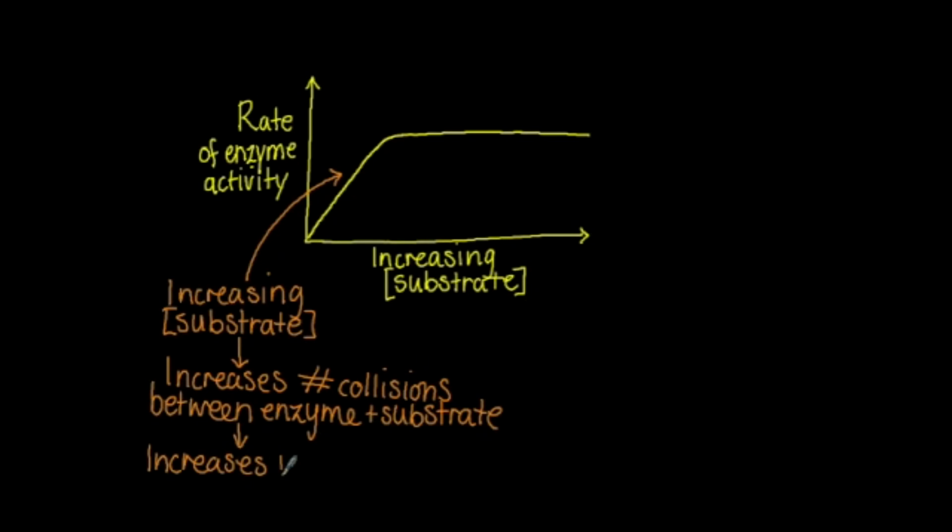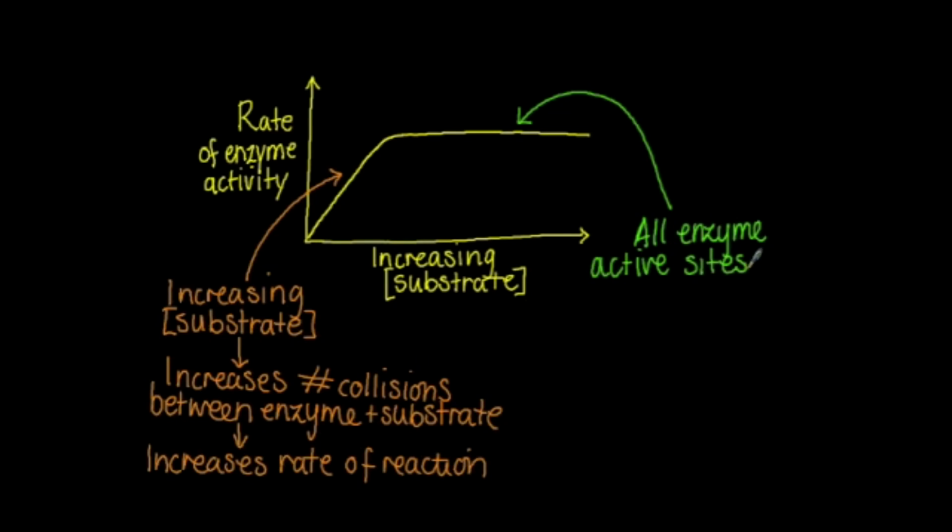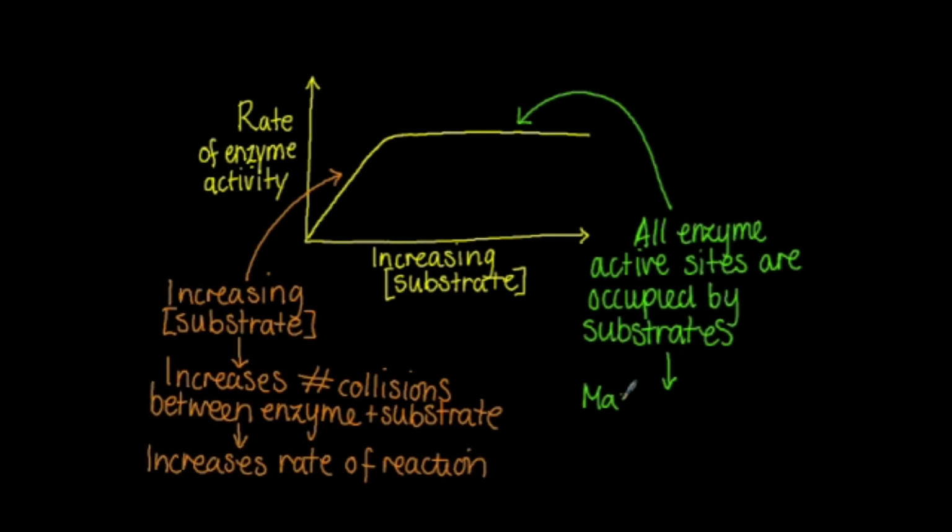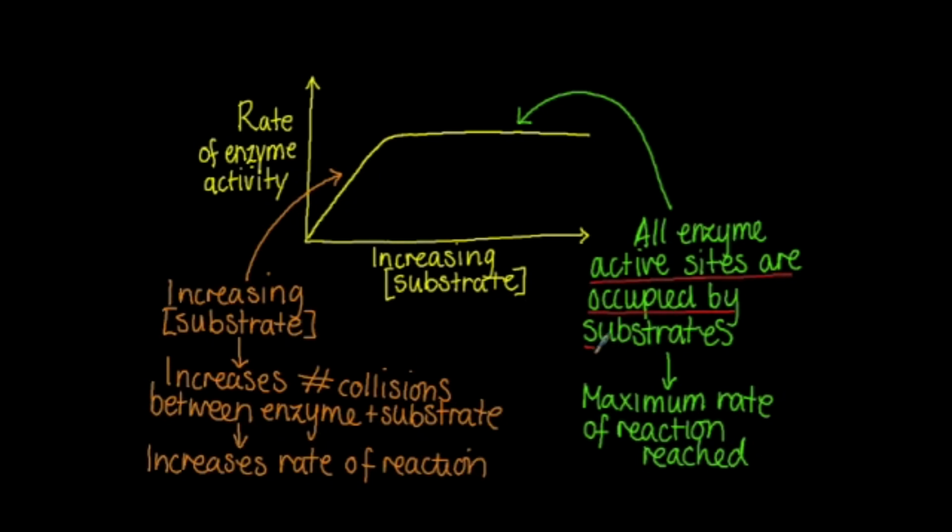However, there comes a point where all of the enzymes' active sites are filled and the enzymes are already working as quickly as they can to catalyze the reaction. This is where the maximum rate of reaction is reached, and any further addition of substrate beyond this will not increase the rate of reaction anymore.